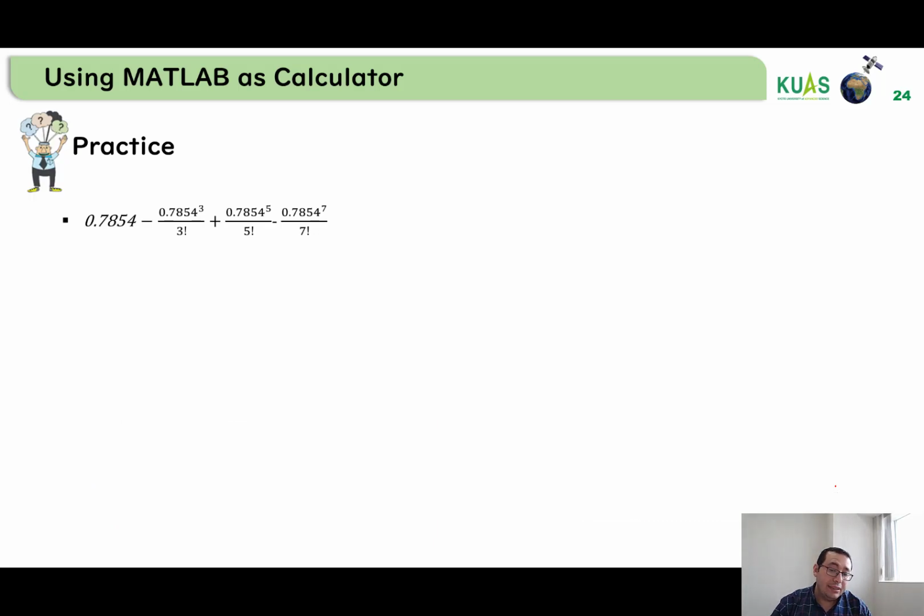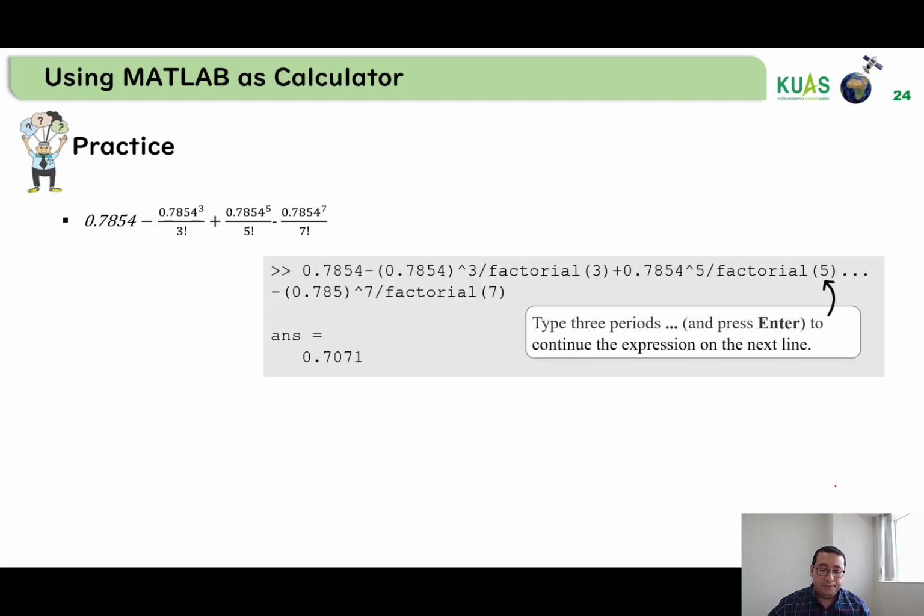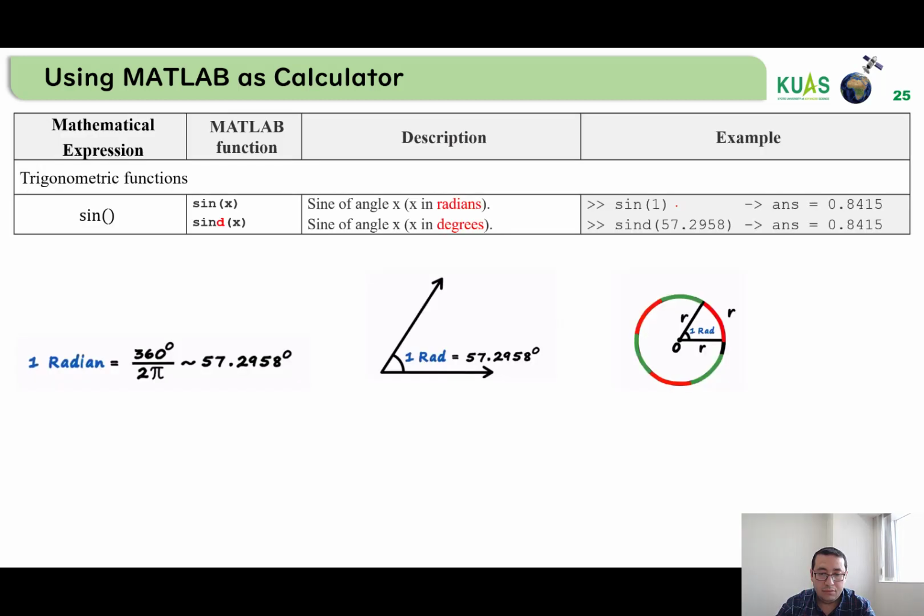So just to practice, let's consider the previous example in which we explicitly write the factorial of 3, 5, 7. Please pause the video and try that by yourself in MATLAB. And if you write that, you can find that instead of writing explicitly here, like 1 multiplied by 2 multiplied by 3, we just write factorial 3. So we don't need to write all the terms. And again, we can write the 3 dots so we can continue on the next line.